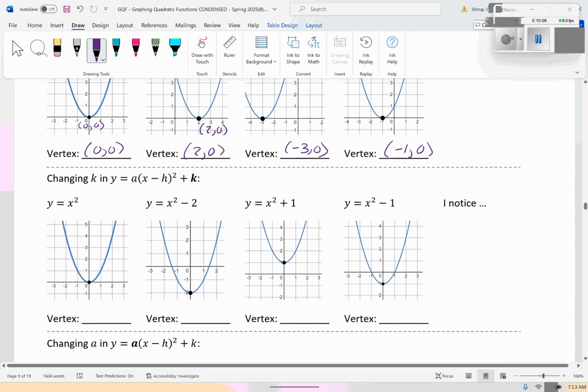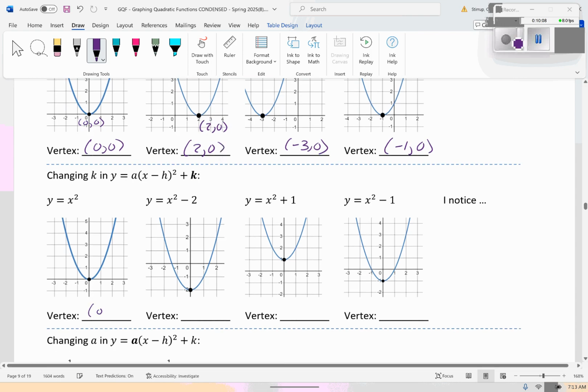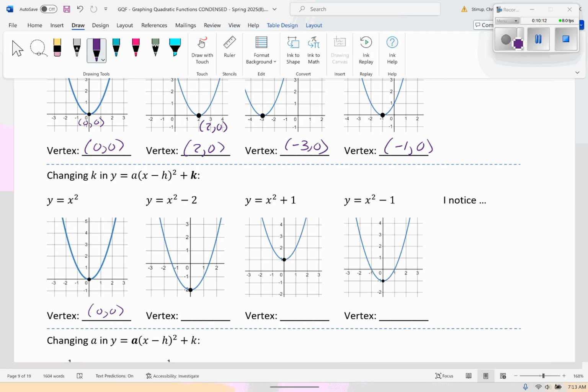Then we're going to change to these. So this is our basic one, 0, 0. Notice I don't have parentheses here, but it went down because of this negative. It went down 2. So it's 0, negative 2. This one, because it's positive, went up. So 0, comma 1. This one went down, 0, negative 1. So when you don't have parentheses, it moves it up or down. If it's positive, it goes up. If it's negative, it goes down.